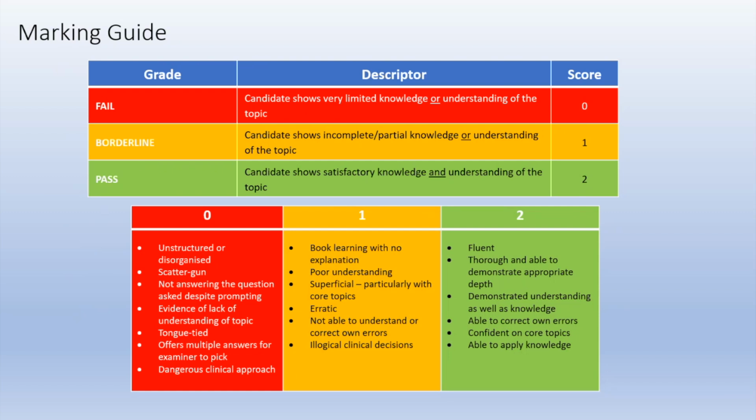Now, the borderline ones can be really hard to mark, because with the two examiners, one of you might go, actually, that was all rightish, and one of you might go, no, it was a bit borderline, and you'll end up with 3 out of 4, and actually that's probably about the right mark.